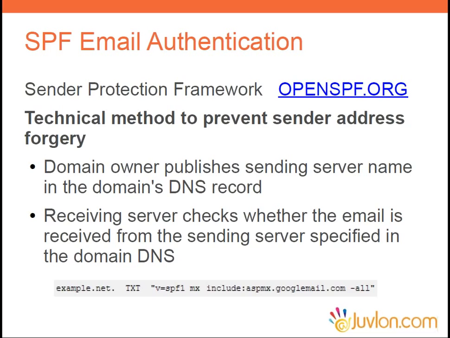Then it says include:aspmx.googlemail.com. So that's Gmail. The include means whatever is authorized by Gmail is also authorized for example.net. So if there are some sending servers that have been authorized by Gmail to send mails, those are good for example.net as well. Those are valid servers for example.net. And further, -all means no other servers are authorized.